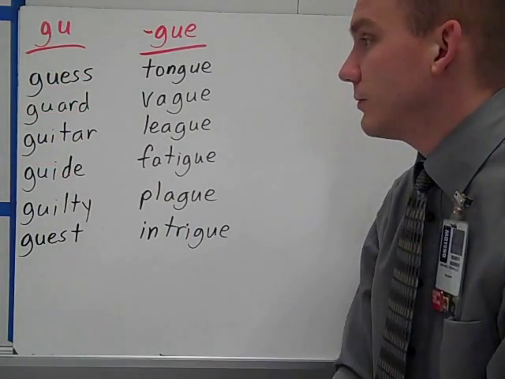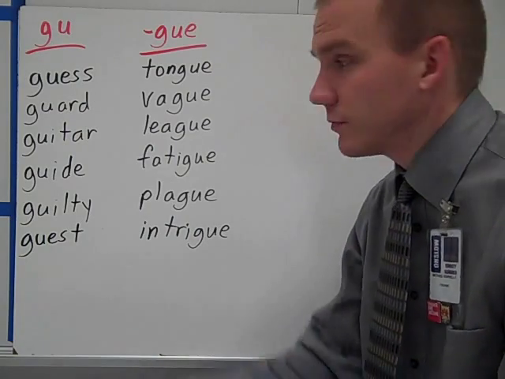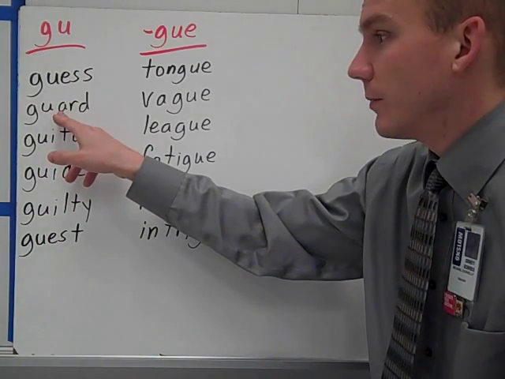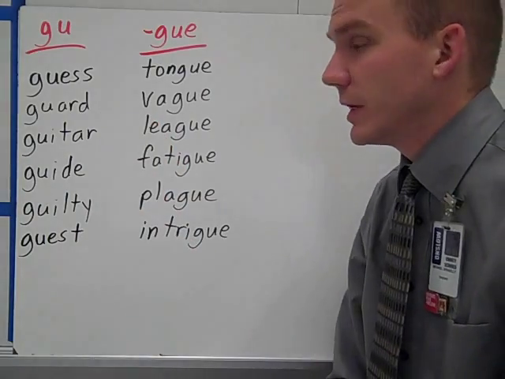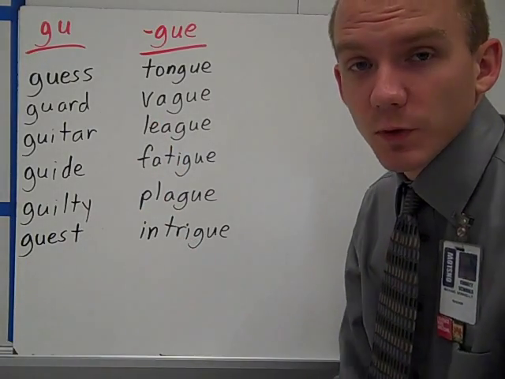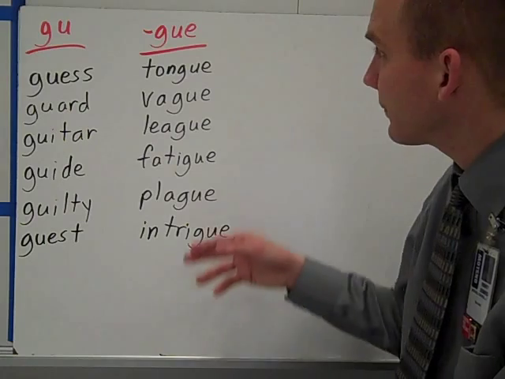Basically, there's a U there, and not really sure why. There just is a silent U there, because if there was an A, it would still be guard, based on the rule that A makes it a hard G.